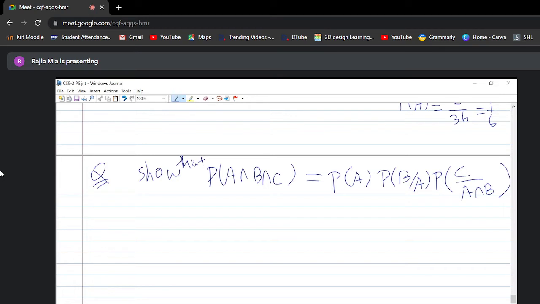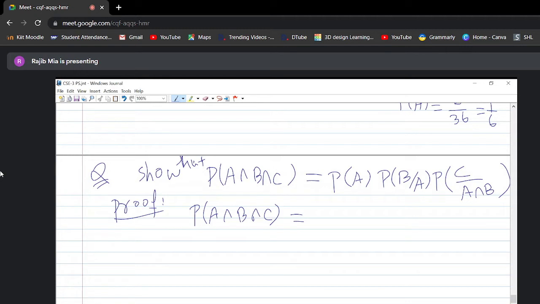Can you prove this? Anyone? How to prove this? Sir, we need to start from the right-hand side. Sir, we will take A intersection B in a bracket, intersection C, and then the multiplication form. Yes. So you can start from the left-hand side, probability of A intersection B intersection C. If you start from the right-hand side, then you can easily show this, just use the definition of conditional probability.